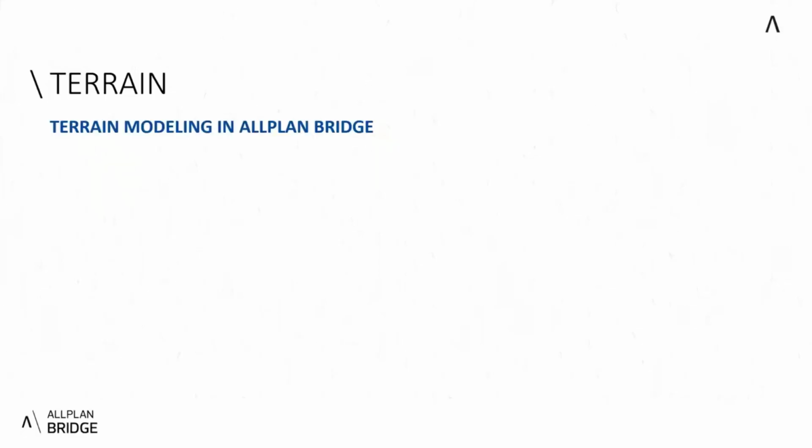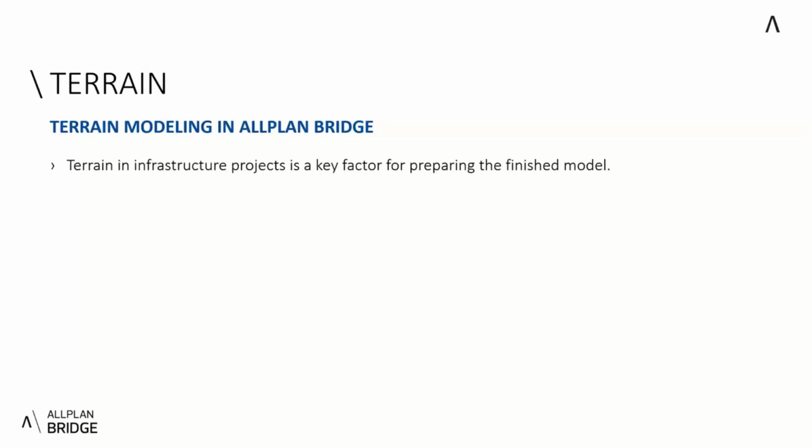So the first part is the terrain modeling, which will basically be included in every other object that we're going to show further on in the webinar. So I think as the first step, it's most important to understand how we model terrain. And now just to quickly go through this terrain modeling in Allplan Bridge, how we can do this. We know that terrain in an infrastructure project is a key factor for preparing the finished model. We need the terrain.